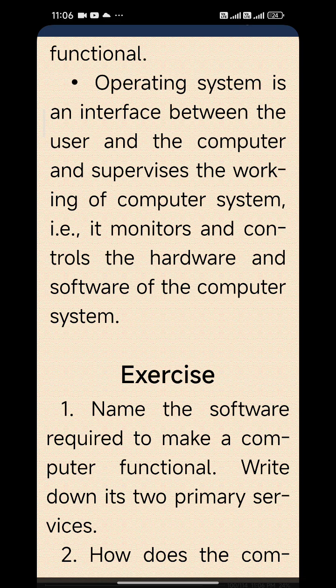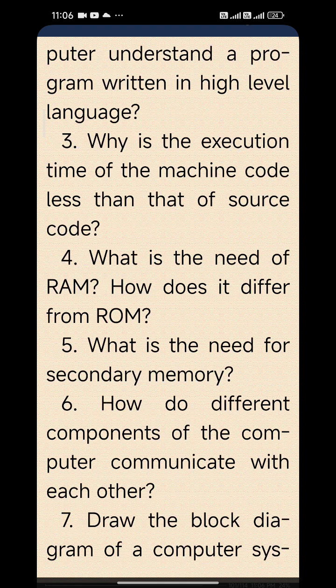Exercise. 1. Name the software required to make a computer functional. Write down its two primary services. 2. How does the computer understand a program written in high level language? 3. Why is the execution time of the machine code less than that of source code? 4. What is the need of RAM? How does it differ from ROM? 5. What is the need of secondary memory?